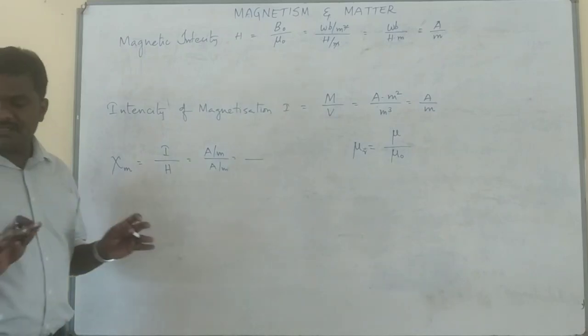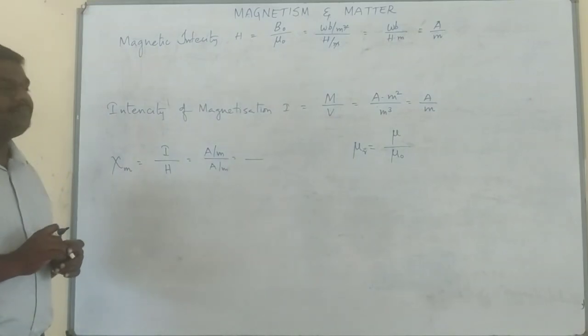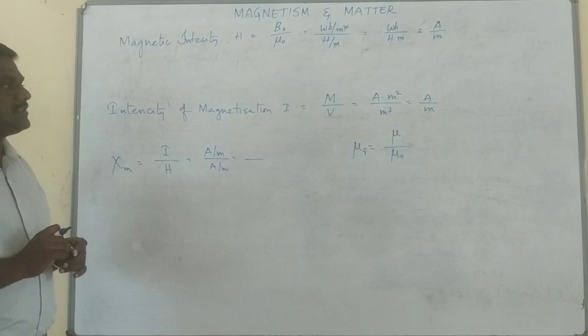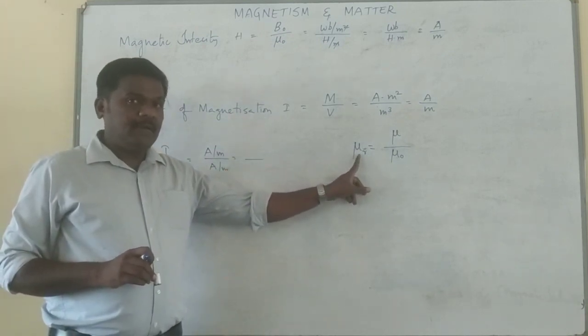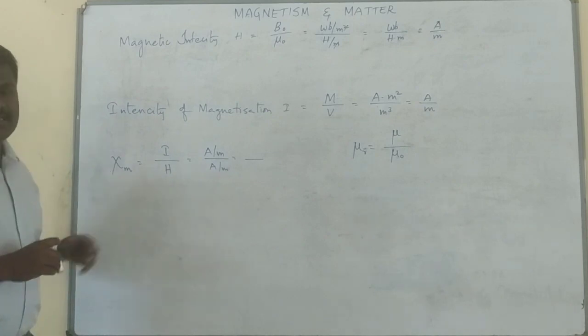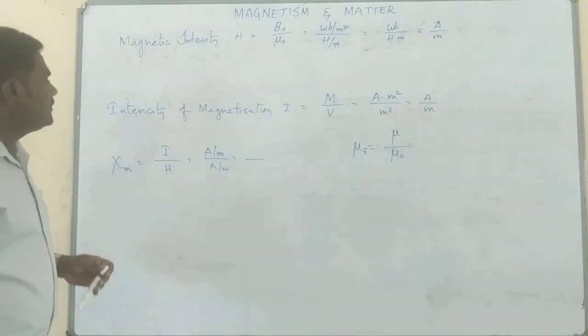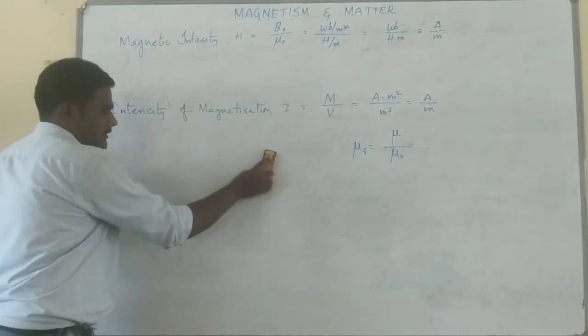Hope these concepts are understood. Now the next concept we are going to discuss is the relation between relative permeability and magnetic susceptibility. For that, let us assume one solenoid.